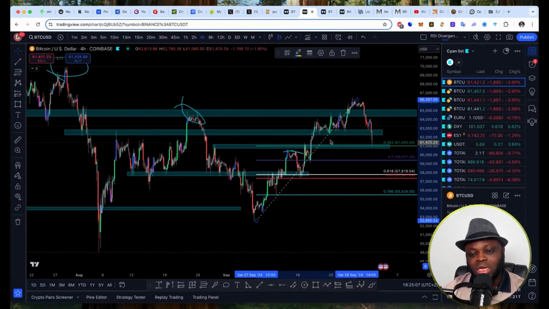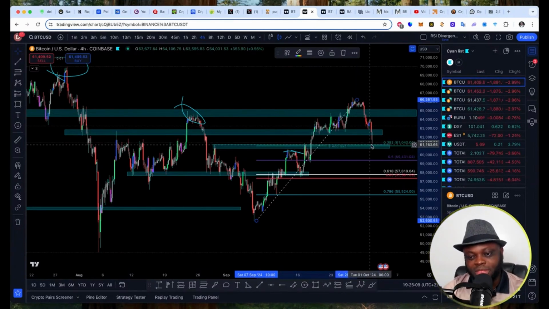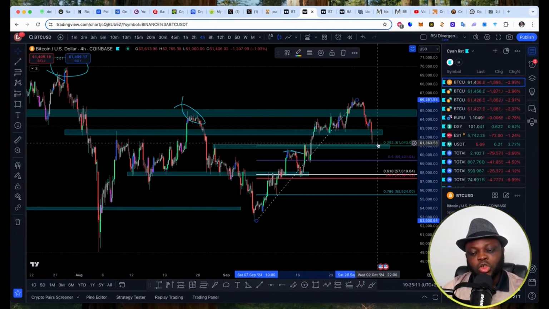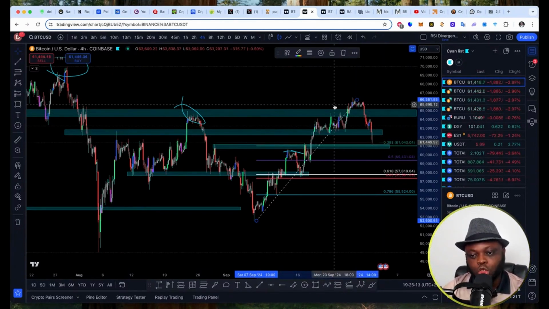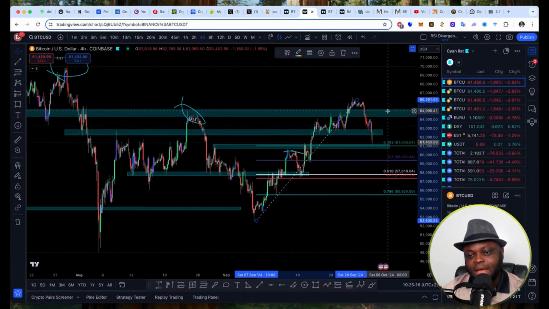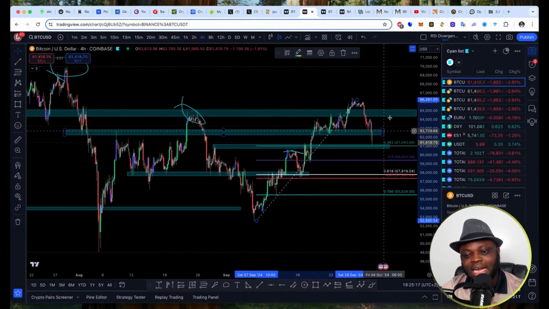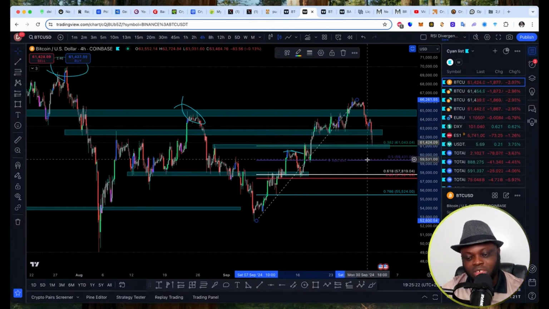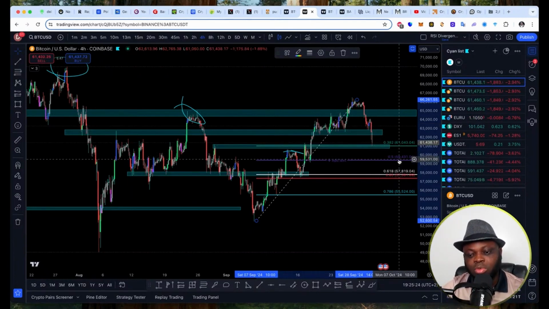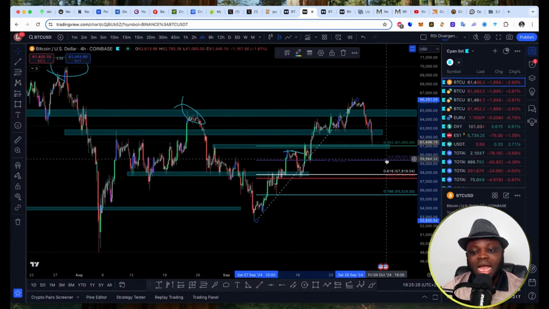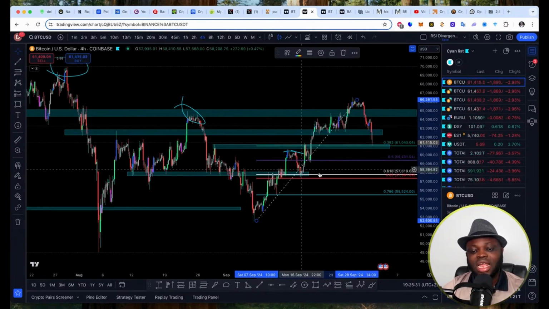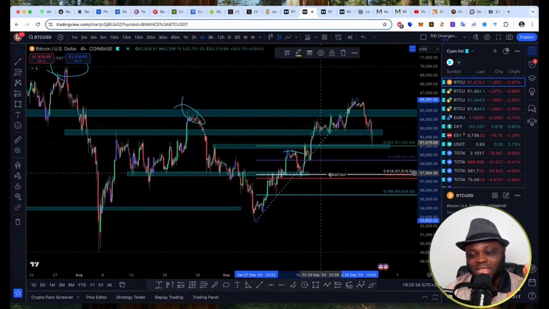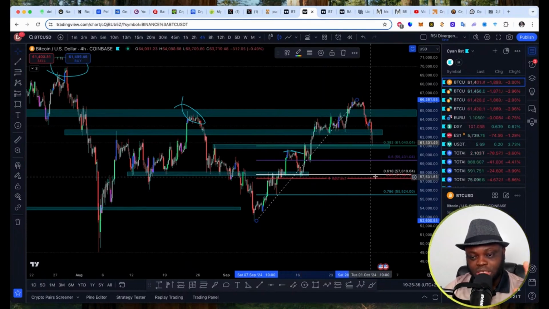I wait for pullback. First, I expect rejection from the first line. And for me to confirm that this rejection is real, price must go and make higher highs. And if price is not able to go and make higher highs, I invalidate this move. I wait for the next move down, the next line down, which is the 0.5 zone. If price is not able to break below, the price bounces from it, and if price is not able to go and make higher highs, I invalidate that zone and I wait now for the golden pocket, which is 0.618.